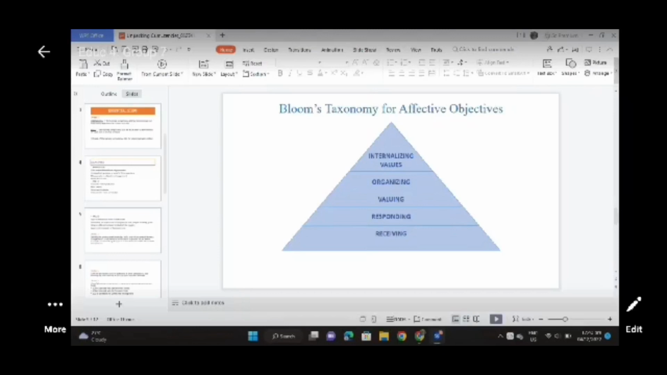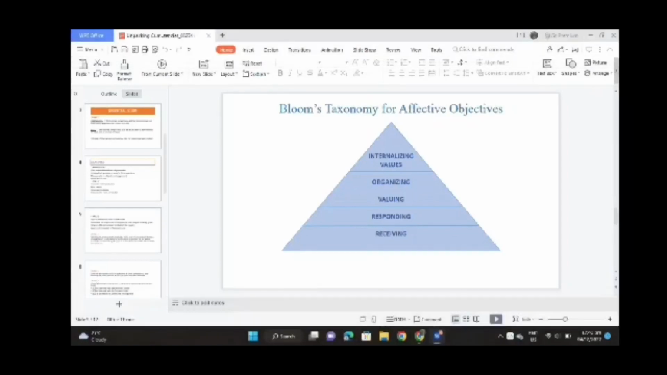Next is responding. Responding to phenomena. Active participation on the part of the learners. Attends and reacts to a particular phenomenon. Learning outcomes may emphasize compliance in responding, willingness to respond, or satisfaction in responding. Examples: participates in class discussions, gives a presentation, questions new ideas, concepts, and models in order to fully understand them.